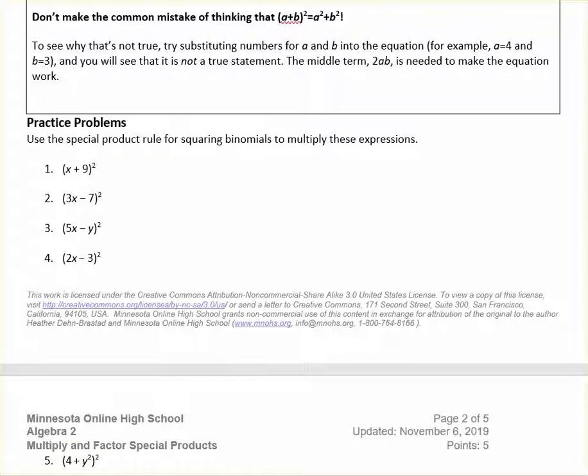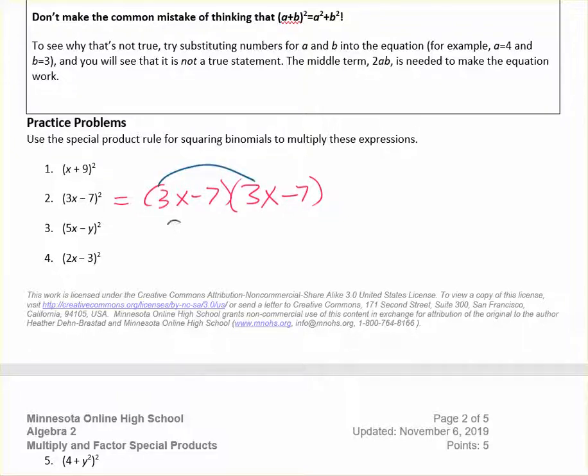All right, let's look at number 2, because there's more going on there than just an x. It's a 3x and a minus 7. The first option is just to write this twice. It's squared, so that means 3x minus 7 times 3x minus 7. So we can just write it twice, and then we can FOIL it.